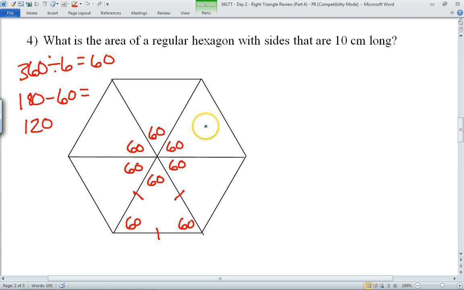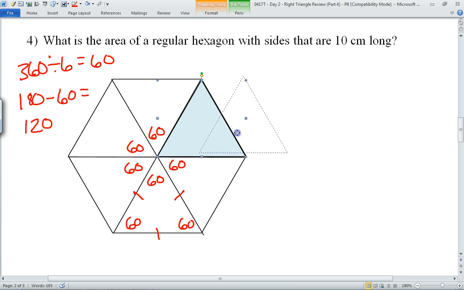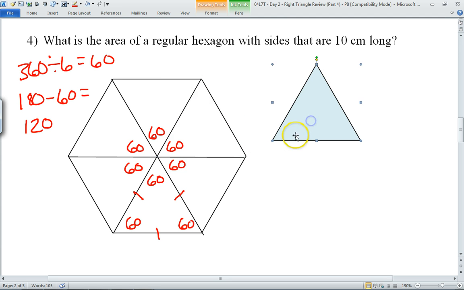Well, let's do this. Let's take one of these triangles and sort of move it off to the side so we can play with it. Okay? Let's take this triangle, for example. Let's just take it, move it off to the side. If we can figure out what the area of this triangle is, multiply it by 6, that will give us the area of the whole hexagon. Well, this is what we've got so far. We know that this is a 60-degree angle, for example.